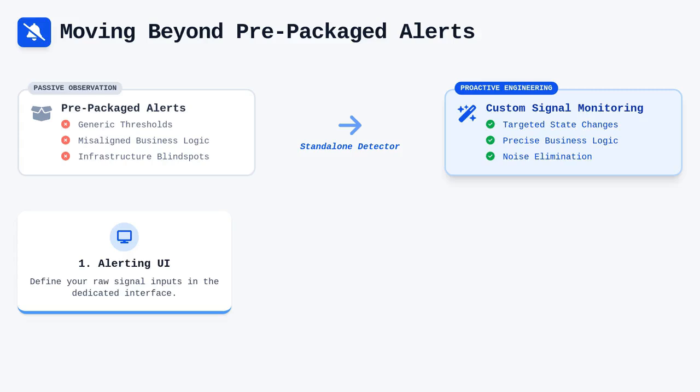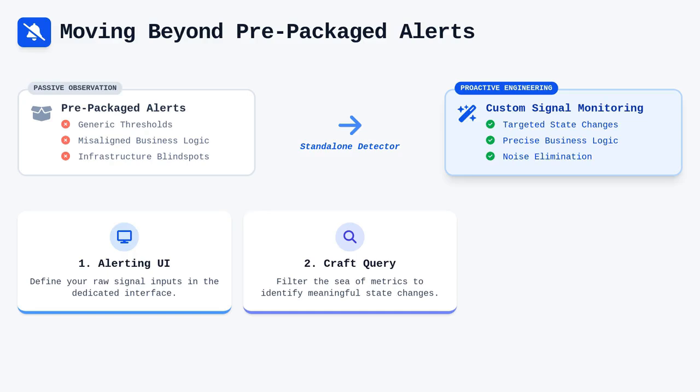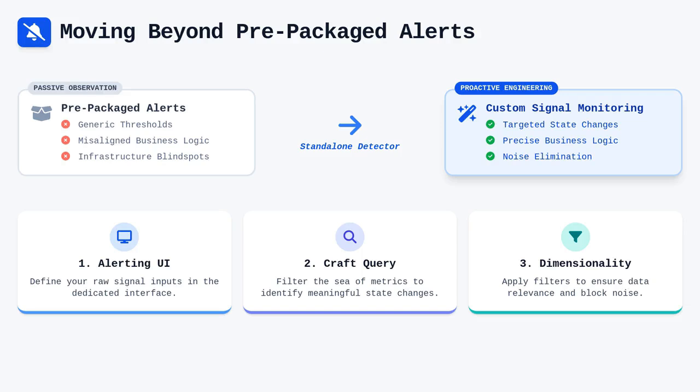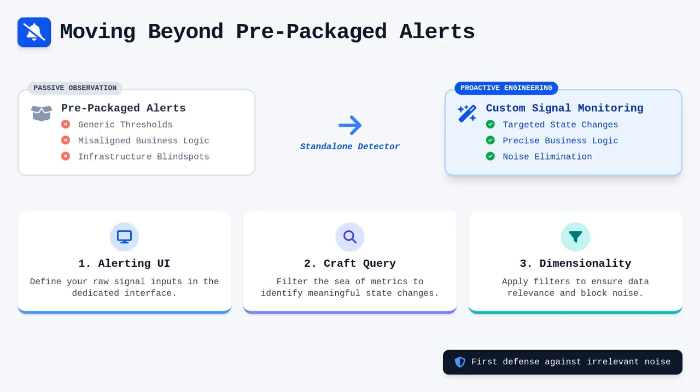The process begins in the dedicated alerting user interface, where you define your raw signal inputs. You are essentially crafting a query that filters the vast sea of metrics down to the specific subset that signifies a meaningful change in state. By selecting the correct metrics and applying initial dimensionality filters, you ensure that the detector operates only on relevant data, which is our first defense against irrelevant noise.